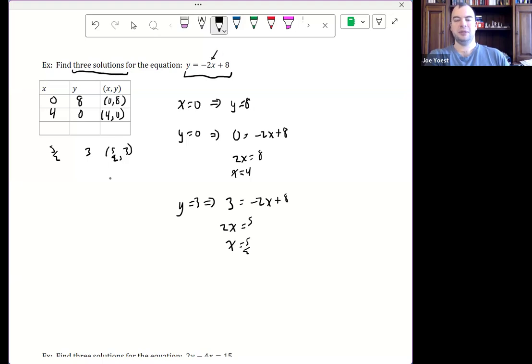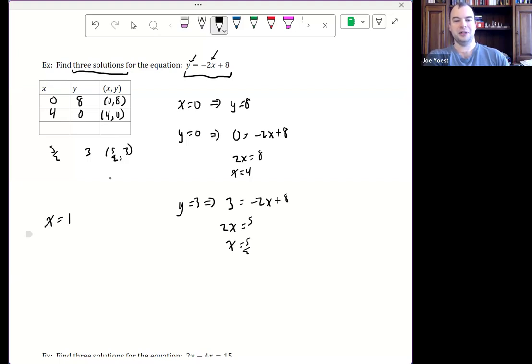I noticed that if I pick an integer value for x, the right-hand side will be an integer, and that's just what y is going to be. So in this case, I'll just choose a different integer value for x. I used x equals 0. I've already found the association with x equals 4. Let's just try x equals 1. That's a pretty easy value to choose.